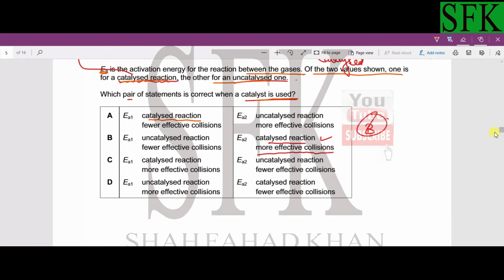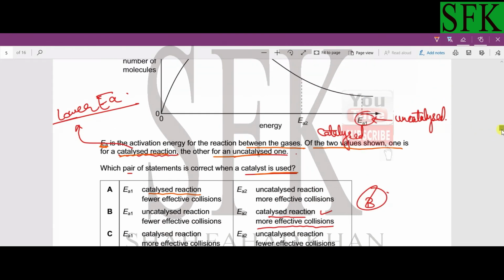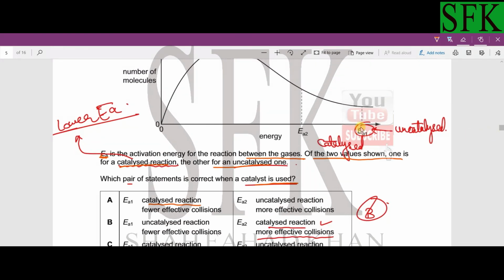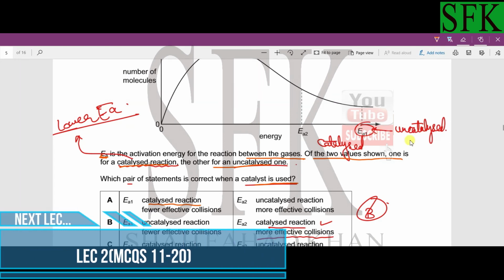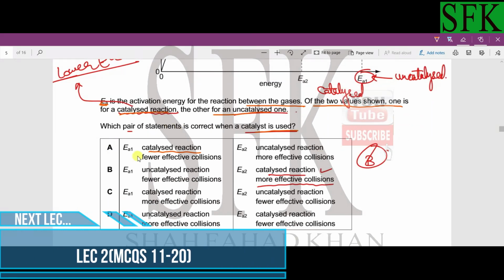Now let's look at the answer options one by one. The first one says that Ea1 is the catalyzed reaction, with fewer effective collisions. Is Ea1 the catalyzed reaction? Let's check. Ea1 is actually the uncatalyzed reaction, because it has a higher activation energy. So A cannot be the answer.